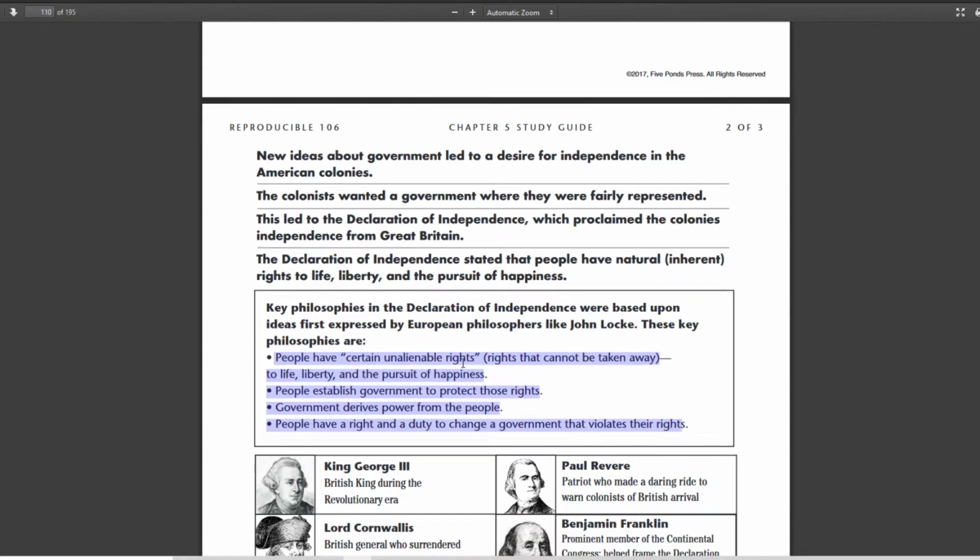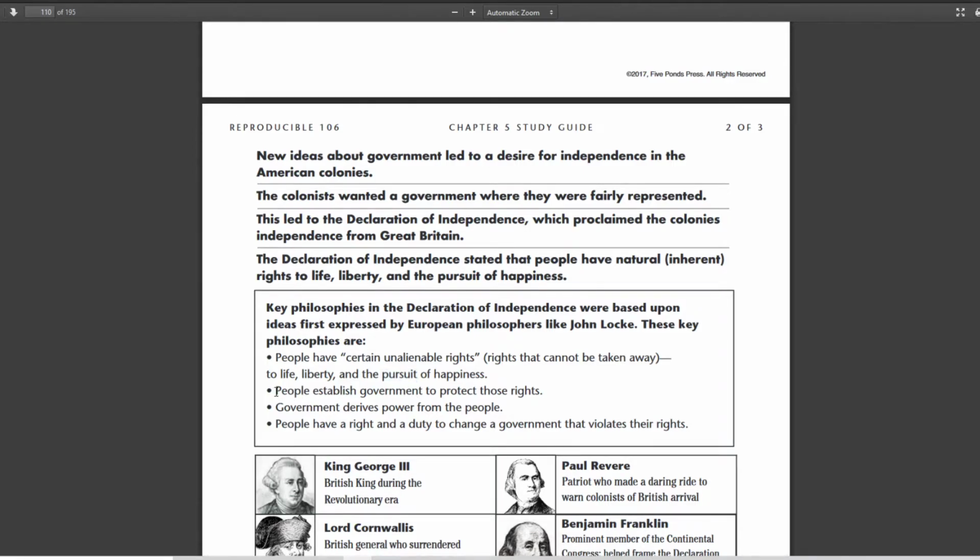People have certain unalienable rights, rights that cannot be taken away, like life, liberty, and the pursuit of happiness. That's number one. So everybody has these rights. They have a right to live, they have a right to be free, they have a right to pursue their own happiness, not necessarily get to happiness, but at least pursue it. They can try.